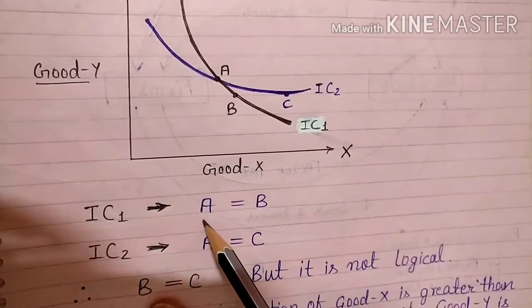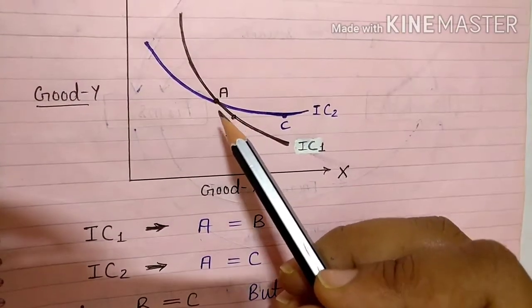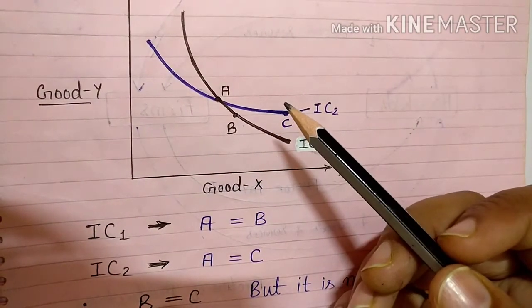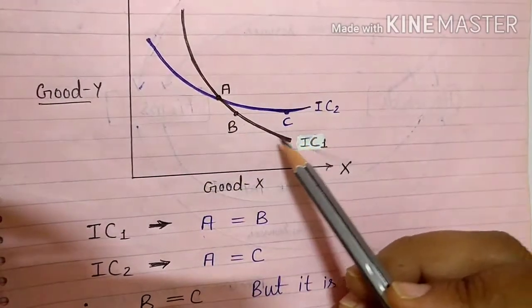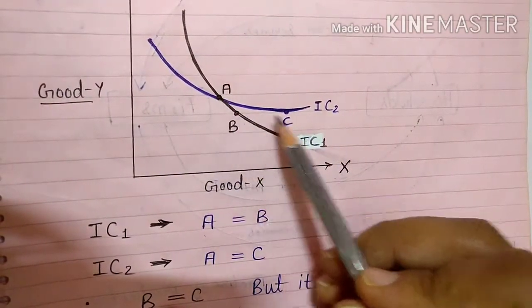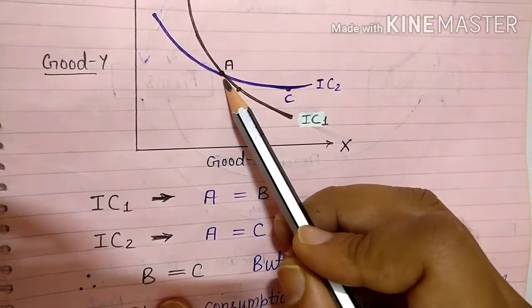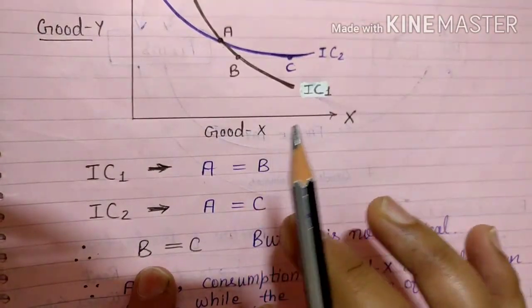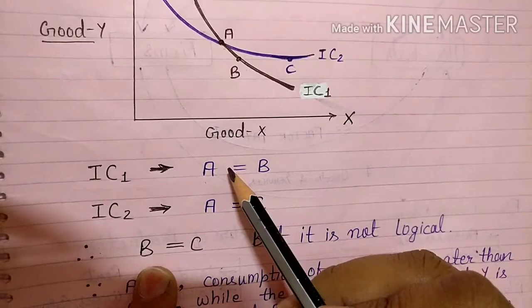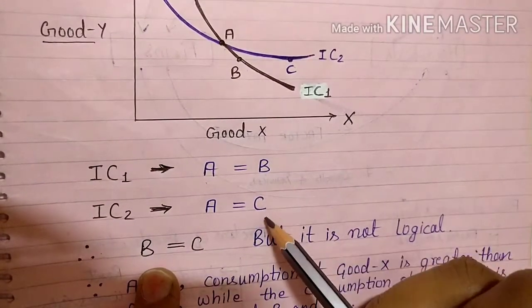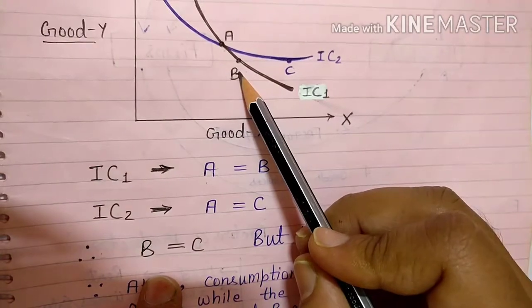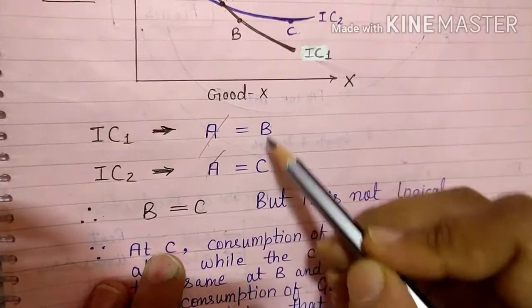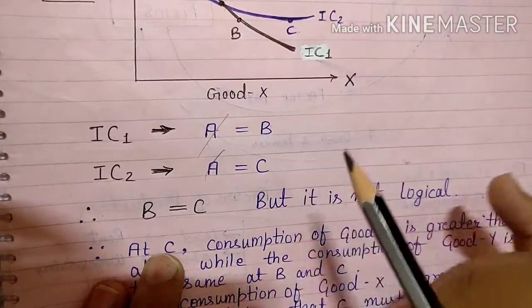The combinations on the black line are A and B. Whatever satisfaction we get at point A, the same satisfaction we will get at point B also, as says the indifference curve theory. The blue line shows which combinations? A and C. What satisfaction we get at point A, the same satisfaction we are going to get at point C. So A equals C according to the IC analysis. So A is common. What is left? B and C. Whatever satisfaction we are getting by B, the same satisfaction we should get by C also. So B equals C, it should be according to this. According to this, B should be equal to C, but it is not logical.